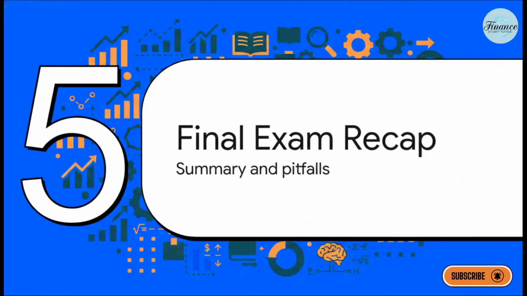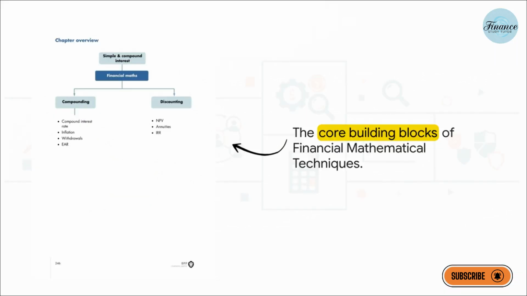And finally, Section 5, our final exam recap. Let's summarize and talk about some common pitfalls. Let's bring this all together, like a giant puzzle. We started off with the basic choice between simple and compound interest. Understanding how money grows led us directly into the twin mechanisms of financial math. Compounding, to move money forward into the future, and discounting, to bring future money backward to the present. And that discounting concept is exactly what powers our ultimate business decision tools, net present value, internal rate of return, and evaluating those repeating flows like annuities and perpetuities. It is all perfectly interconnected.